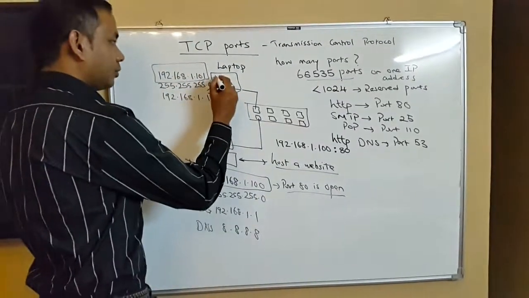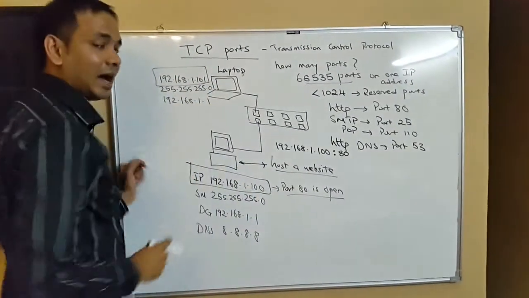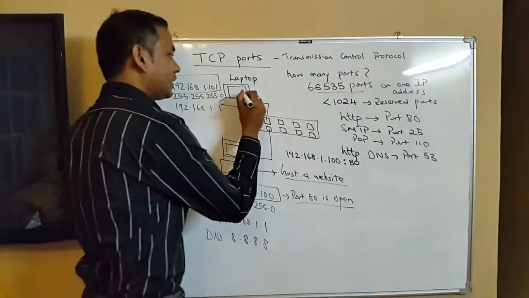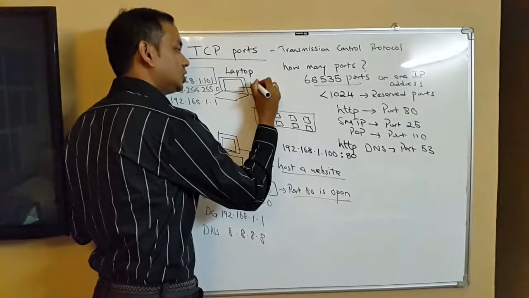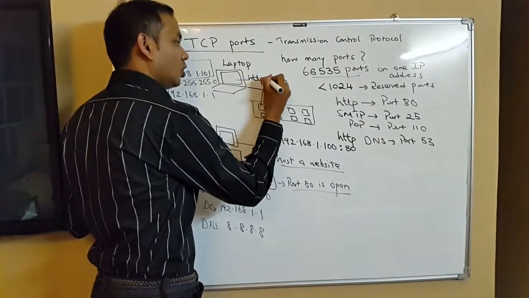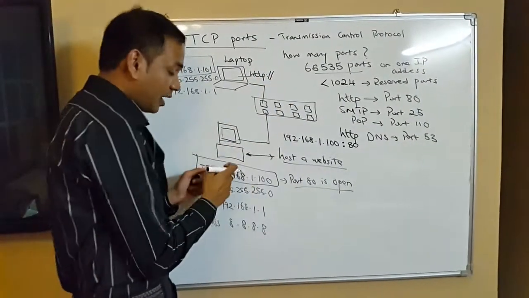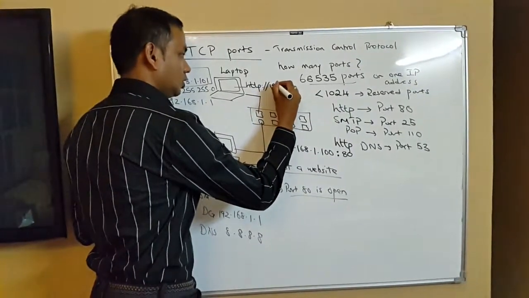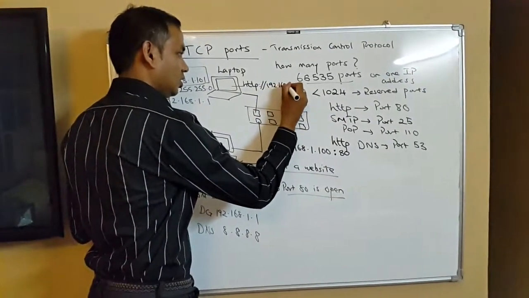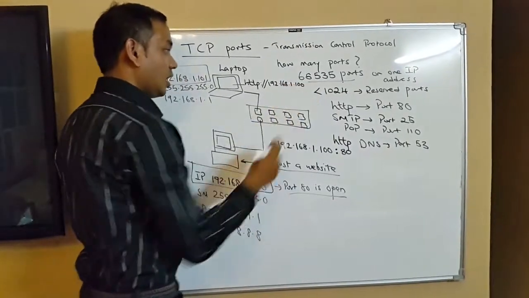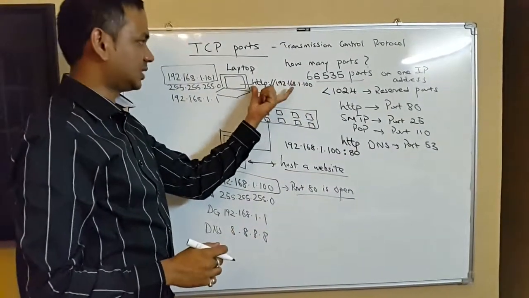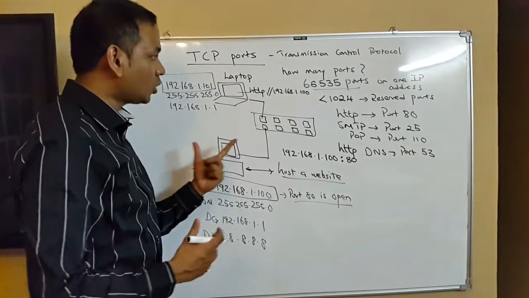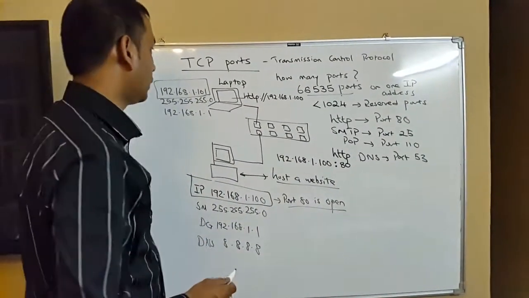Now from this laptop, I open the browser, for example, Internet Explorer. What I will type here is http:// the IP address of this PC, 192.168.1.100. What I am basically doing here from this laptop is trying to access the website. Look how this connection will go now.